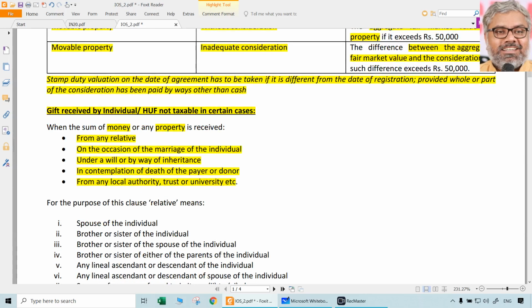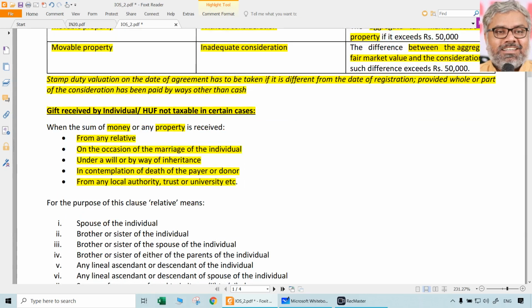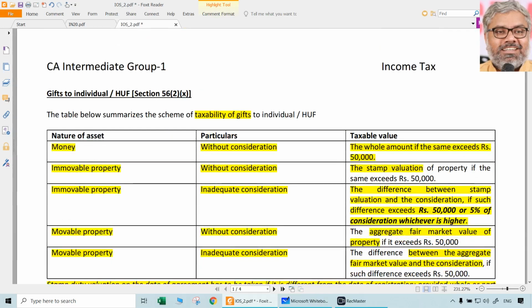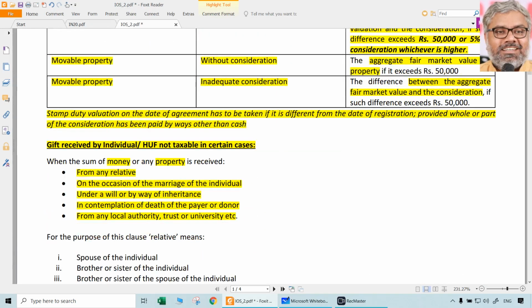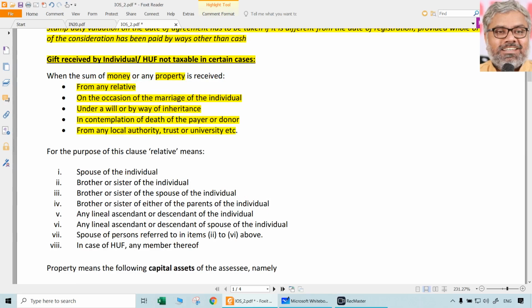Also a very important point here: other cases are all clear. Occasion of marriage, we don't have to define marriage. Marriage is marriage. Will, inheritance, legal things, a local authority, trust, university, practical things. So anything other than the first word, all are self-explanatory. But who is a relative? That requires a particular definition, a very important definition once again. First of all, we should know how a gift is taxable. Then we should know when the gift is not taxable. In that, one of the most important things is relative. Then we should know the definition of relative also. This has to be remembered.